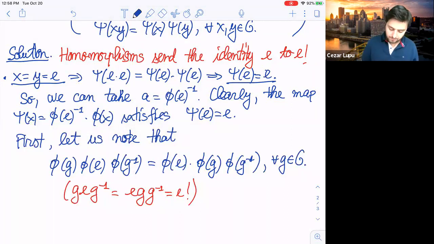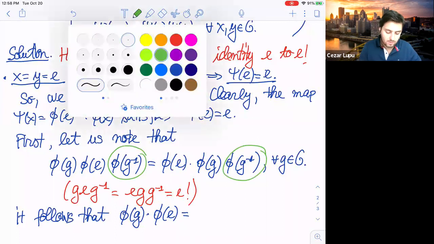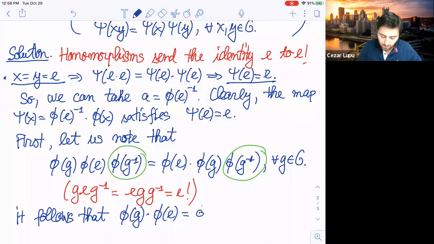It follows that phi of g times phi of e is, so now you can cancel these phi of, so this guy. You see, it's the same as here. So that's the trick. We can get rid of it. It's the same as phi of e times phi of g for all g in G.